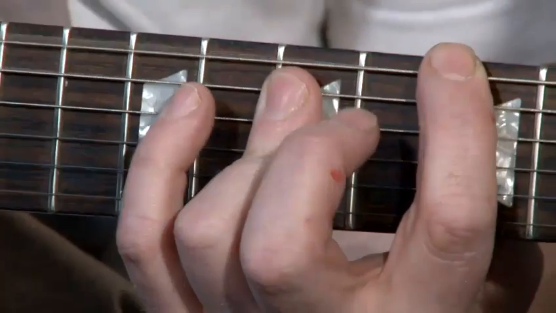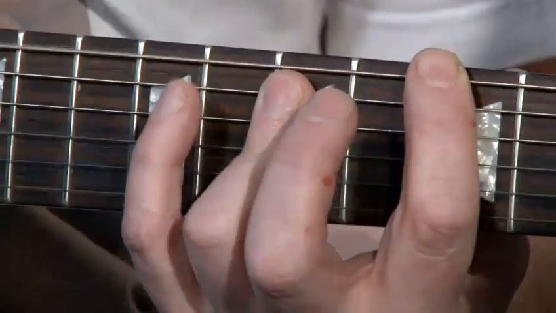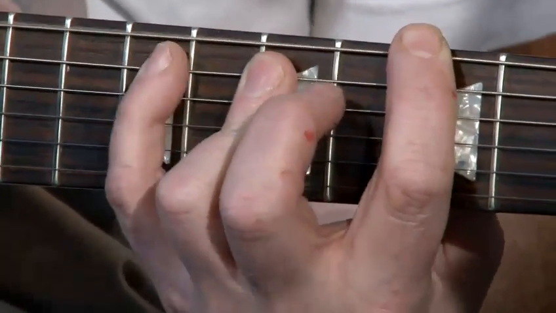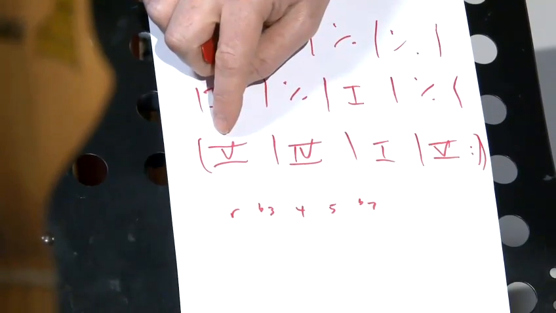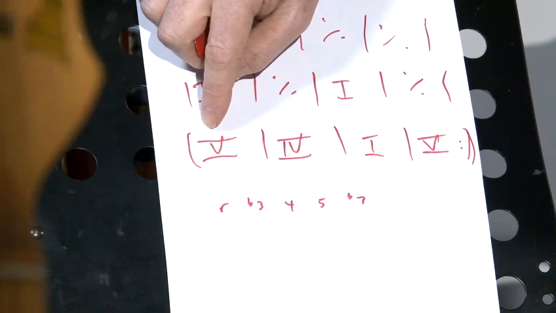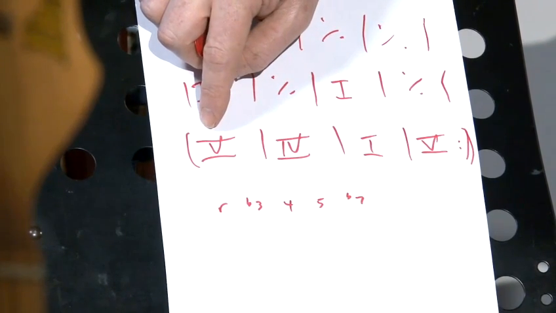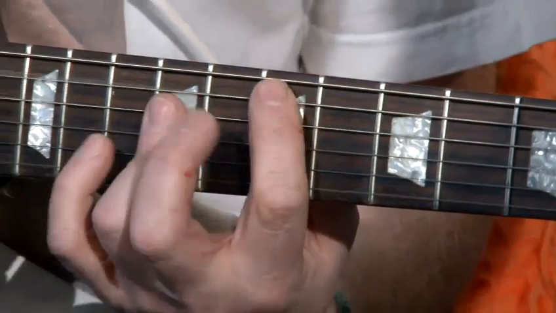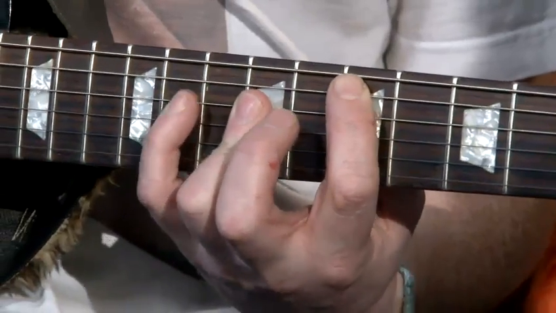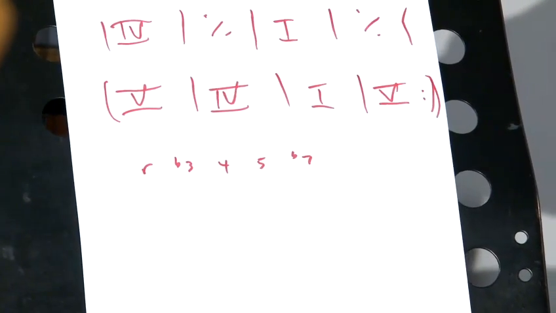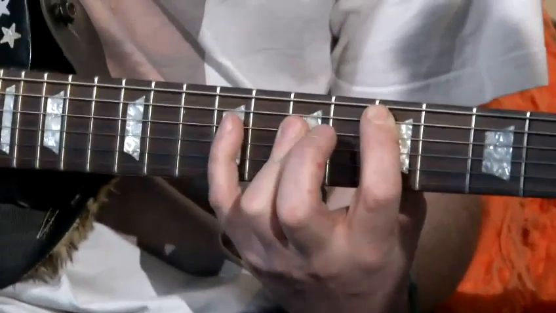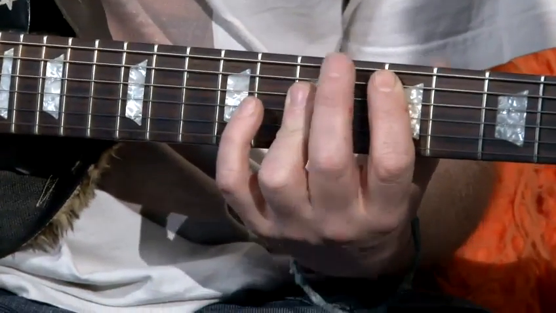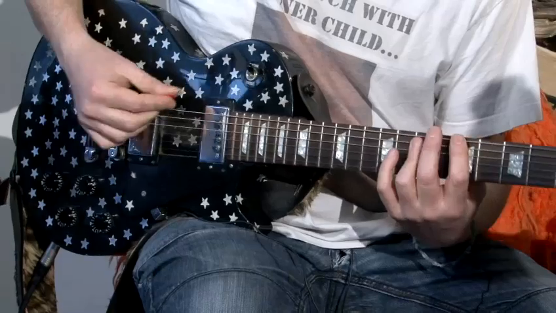Here's chord 1 again. We're going up to chord 5 now, so I'll show you where that is on the scale. 1, 2, 3, 4, 5. We're going to use that as our root note. Then we go down to chord 4. And then we go back to chord 1.